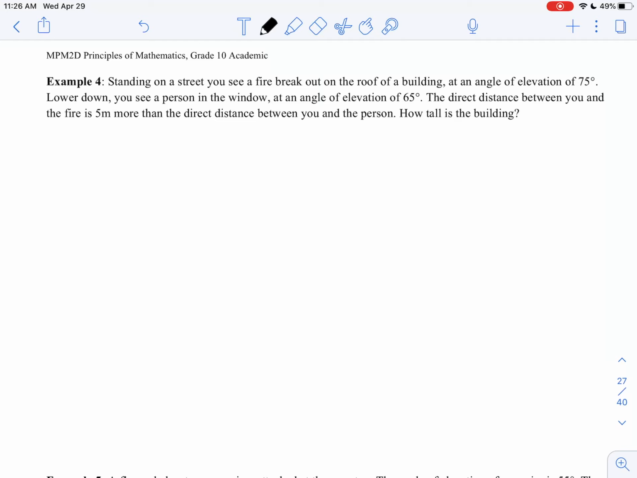So standing on a street, you see a fire break out of the roof of a building. A lot of buildings going on here, standing in front of buildings in these questions. I'm going to draw out my building, give or take here. Beautiful straight building. Of course, it hits the ground at 90 degrees, as all these questions do. You see a fire break out on the roof of this building at an angle of 75 degrees. So let's draw us a pretty steep angle, so we must be standing pretty close to this building.